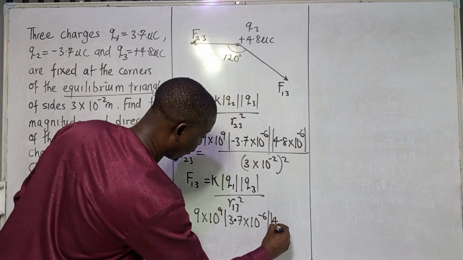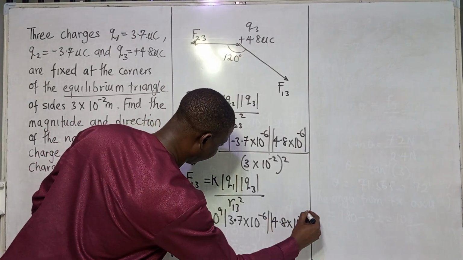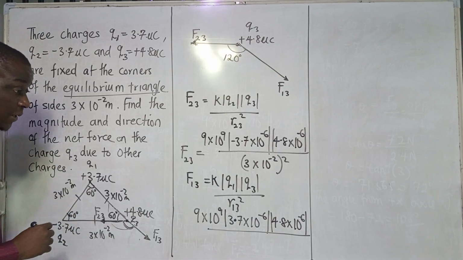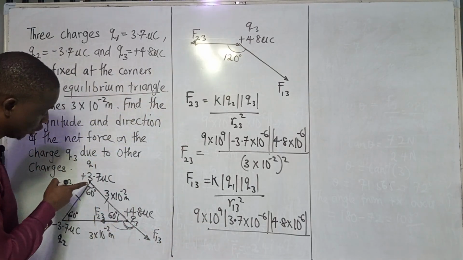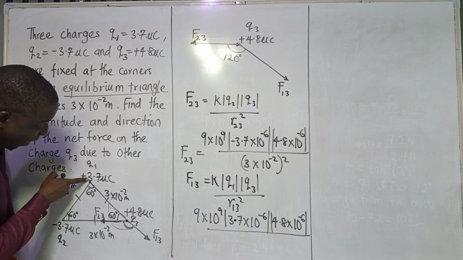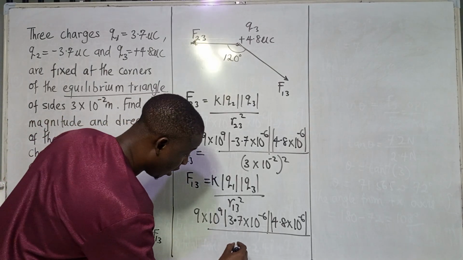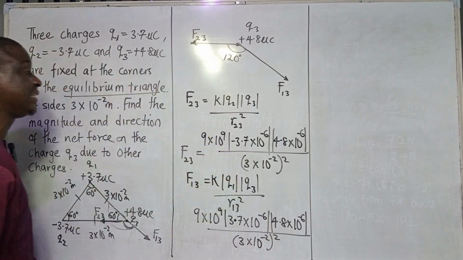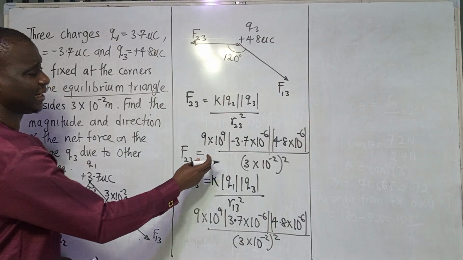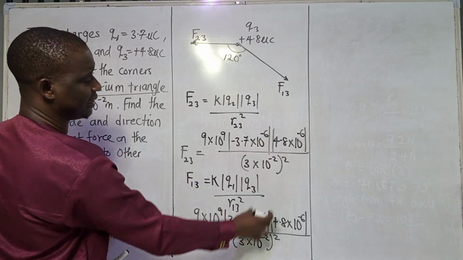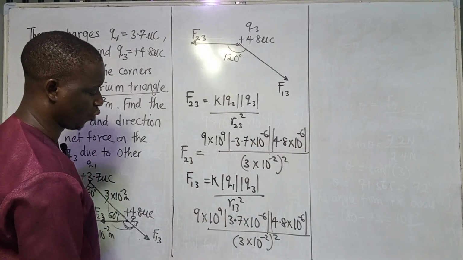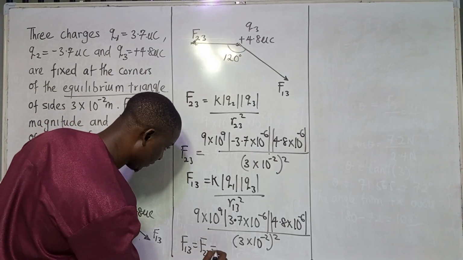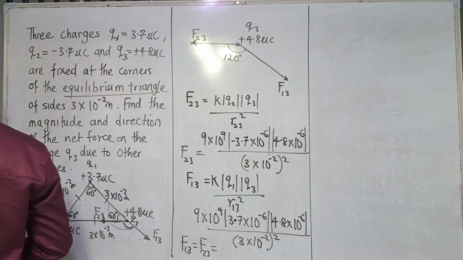So I would have 4.8 times 10 to the power minus 6, divided by our radius. The distance between Q1 and Q3 is still the same, 3 times 10 to the power minus 2, all squared. Already in meters, so we don't need to bother. I don't think we are going to have a different answer. They will have the same answer. So when we solve for one, we can assume the other, 2 and 3, has the same answer. No need to bother ourselves.